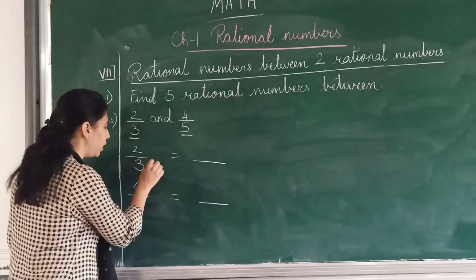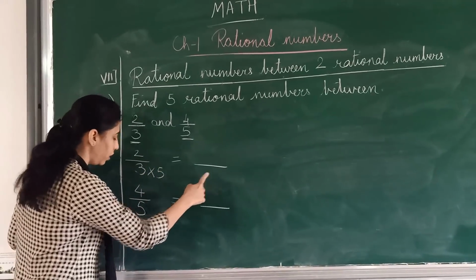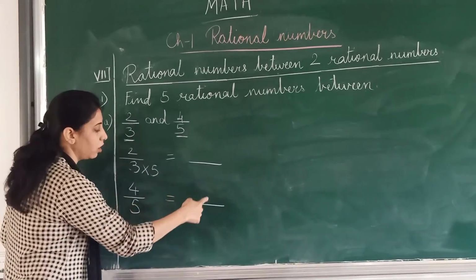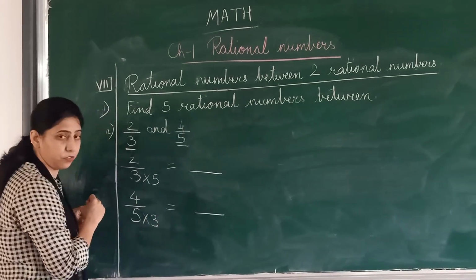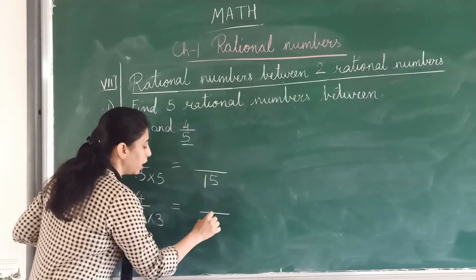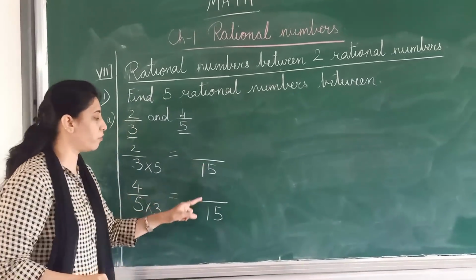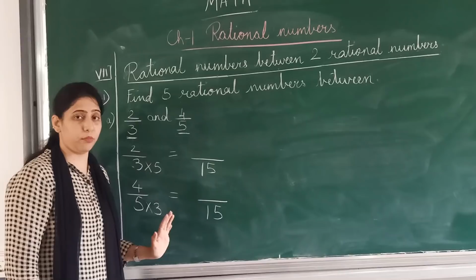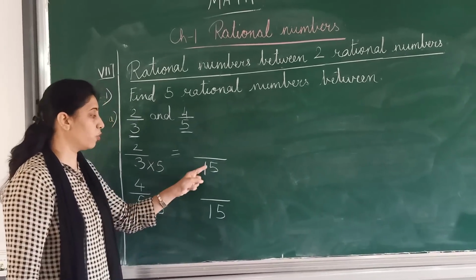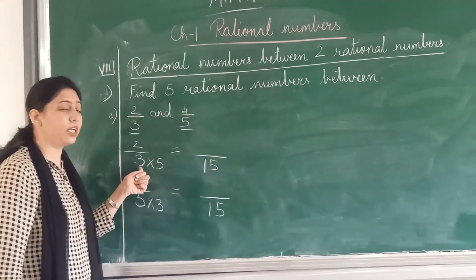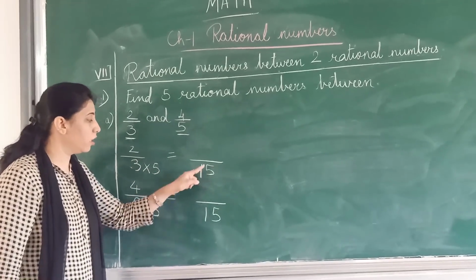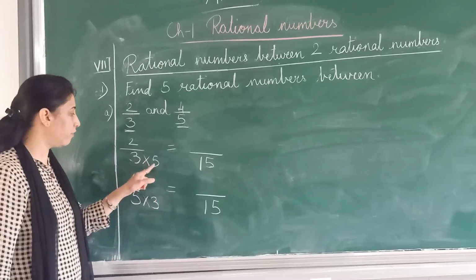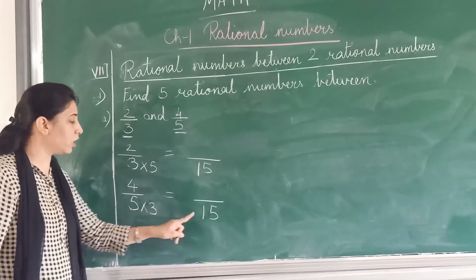So 3 5s are 15. If you are getting 15 here, you should get 15 here also. So here it will be 5 3s are 15. So you got the denominators equal. The most important thing is to make the denominators the same. To do that, we multiply the denominator 3 with such a number that both the denominators are the same. So 3 5s are 15, and 5 into 3 is 15.